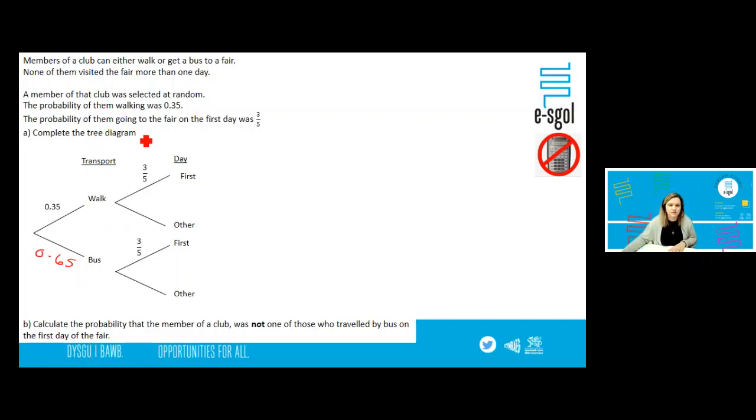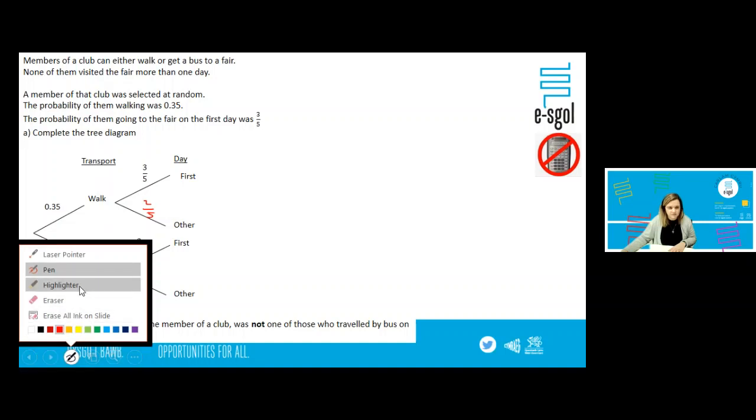So the probability of them going to the fair on the first day was 3 over 5, which means obviously that they're not on another day then is 2 out of 5. That would match at the bottom of the diagram as well. Okay, complete the tree diagram, we've done it. Calculate the probability that the member of a club was not one of those who travelled on the bus on the first day of the fair.